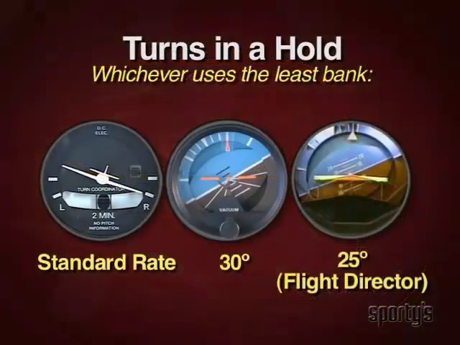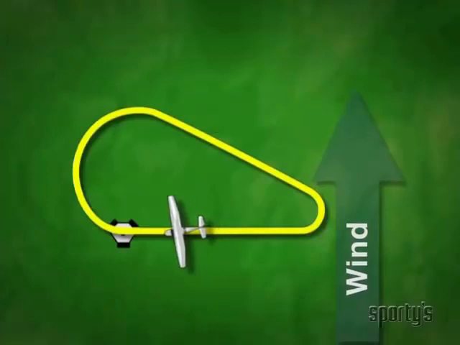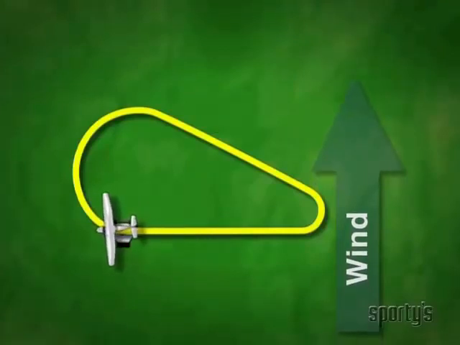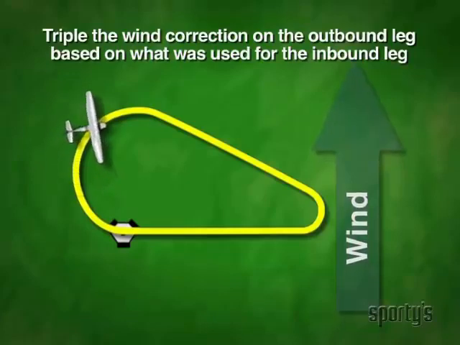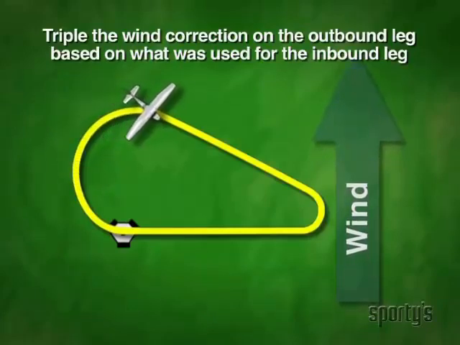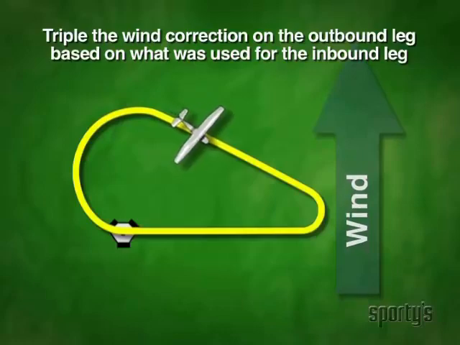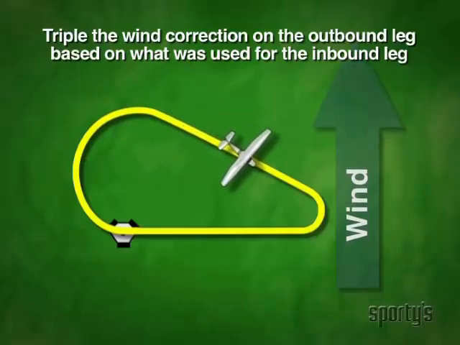Turns should be standard rate, but not more than 30 degrees. If you're using a flight director, the maximum bank angle is 25 degrees. Except when turning, you should compensate for the wind. Outbound, you should triple the wind correction angle used to track the inbound course. This will distort the racetrack shape, but keep you inside the holding pattern protected airspace.